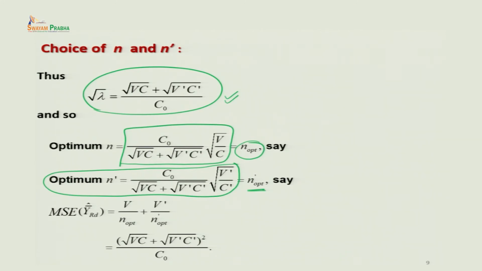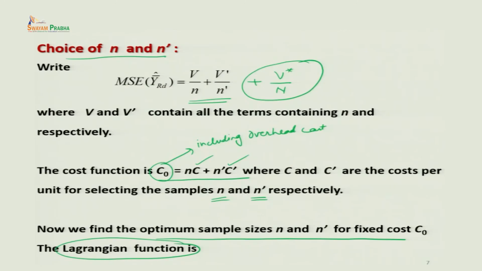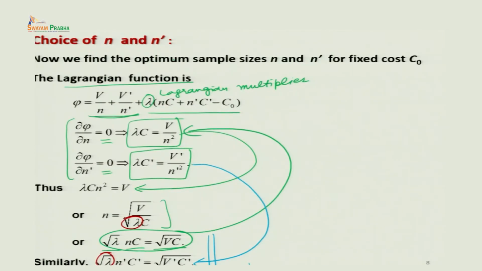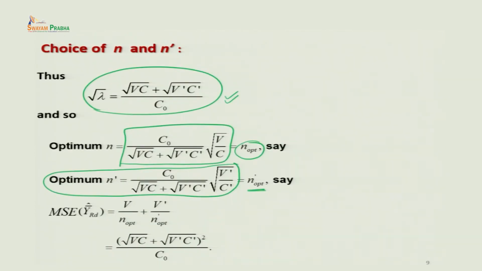Now, these are the optimum sample sizes for the first and second phases. In case you ask me what the optimum variance is, using n and n prime as optimal values, then I will say you have this expression of the MSE, simply substitute them here. After doing this and solving it, the mean squared error of the ratio estimator under the double sampling turns out to be like this one.